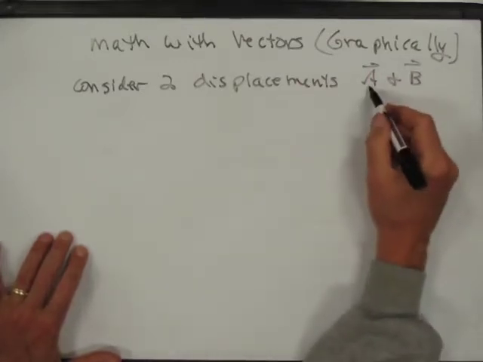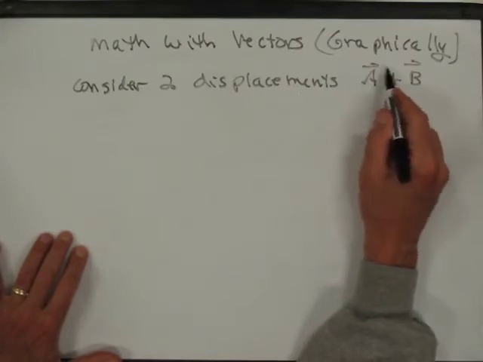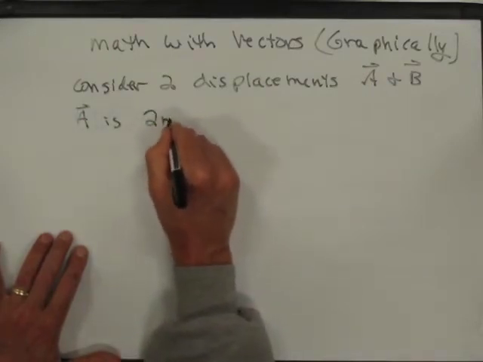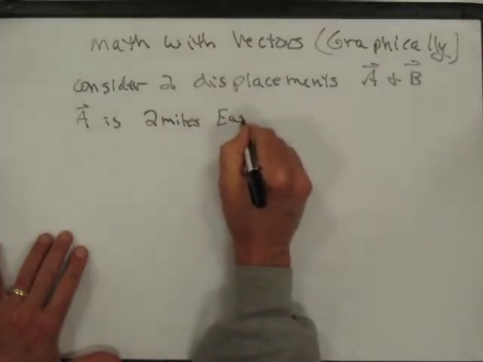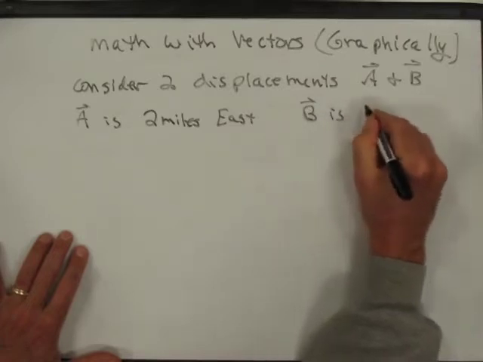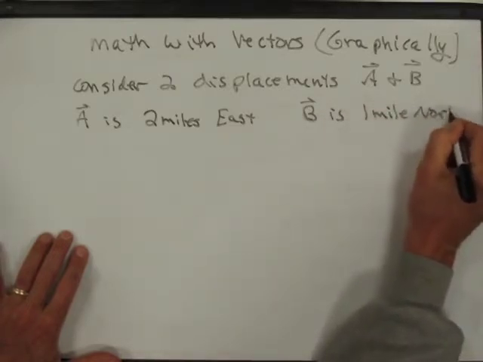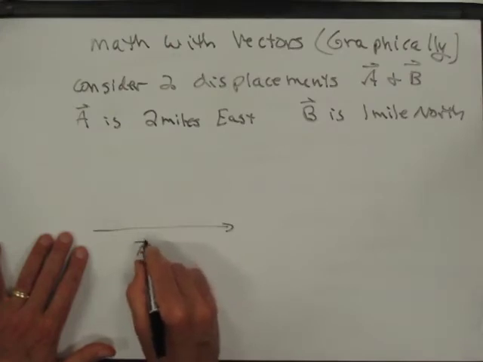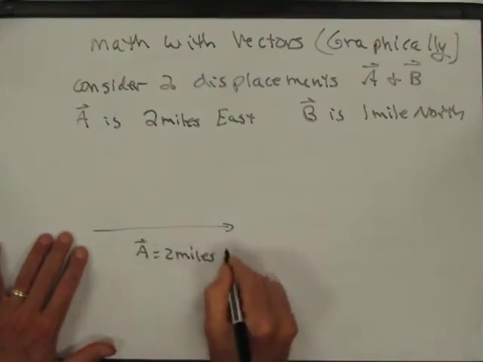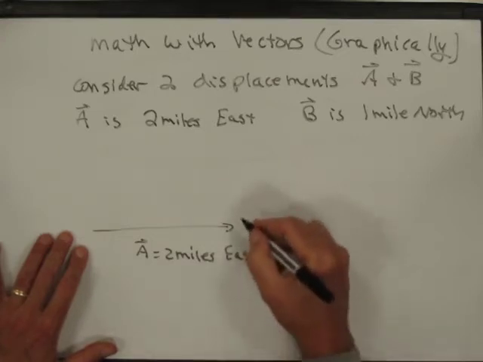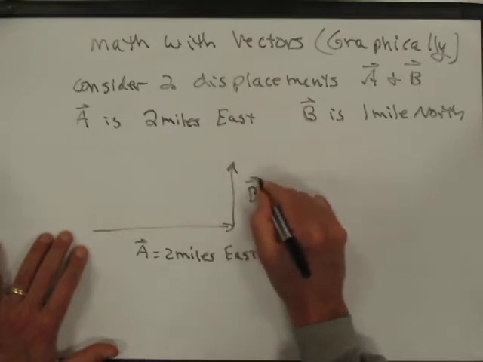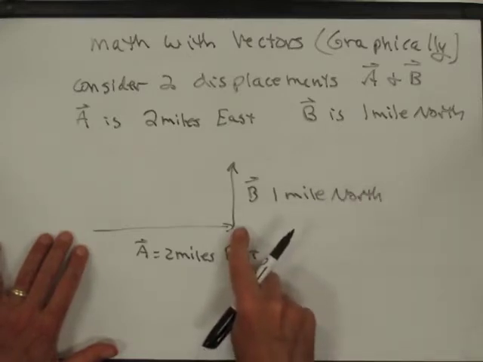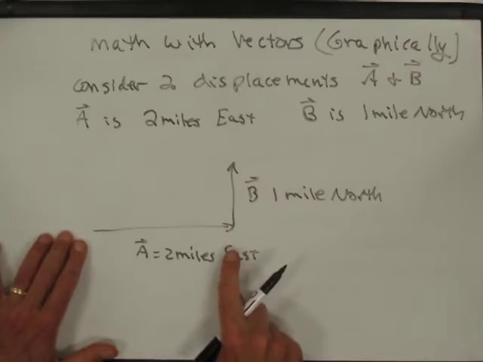Consider two displacements, A and B. A and B are vectors, because displacement is a vector, and so I indicate that with a little arrow over the top. So you can say Bob has these two displacements. Here's displacement A, 2 miles east. Here's displacement B. Now, I purposely stuck the tail of B at the tip of A, because I want to add them, and that's how you add vectors, and I'll talk about that a little bit more.